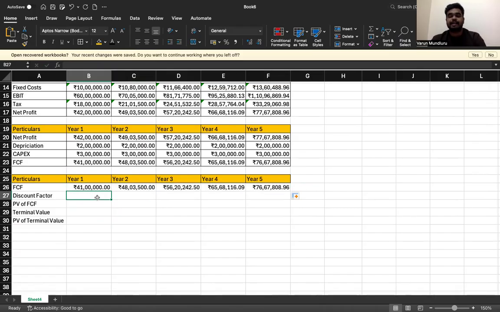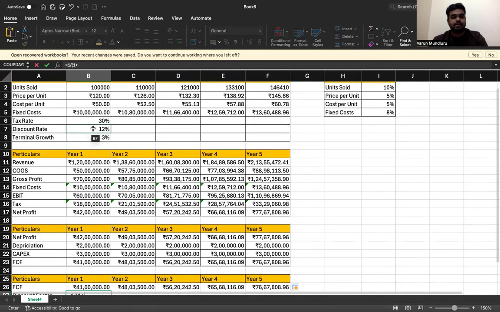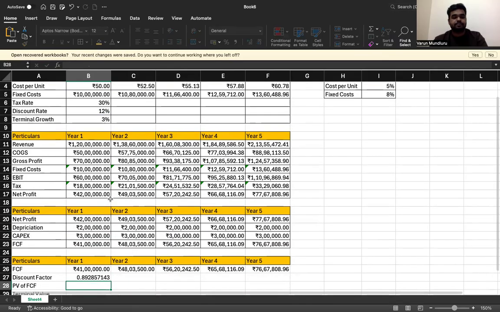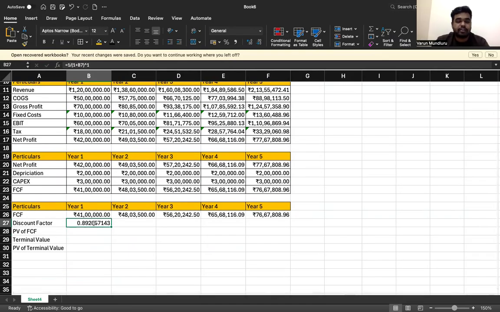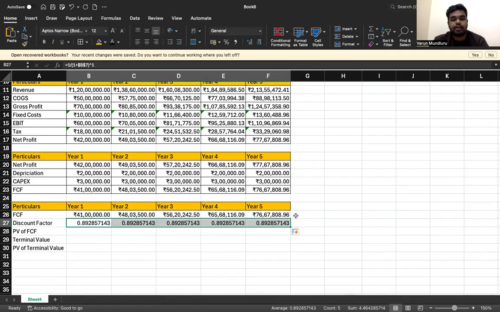Now, for calculating discount factor, we will be using the formula 1 divided by 1 plus discount rate power the year. So we have found out the discounting factor for year 1. Let's freeze this for ease of calculation. Now let us do the same thing for year 2, 3, 4, and 5.